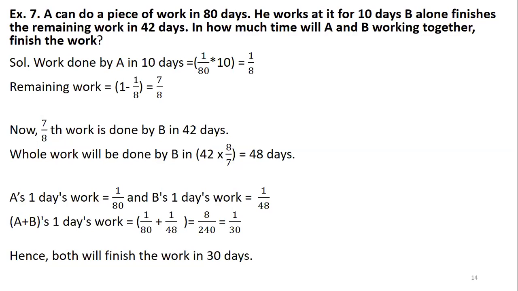Now the 7 by 8th part of the work is done by B in 42 days. So whole work will be done by him in how many days? 42 into 8 by 7 is equal to 48 days. Now A's 1 day's work is 1 by 80 and B's 1 day's work is 1 by 48. So A plus B's 1 day's work is 1 by 30. Both will finish the work in 30 days.